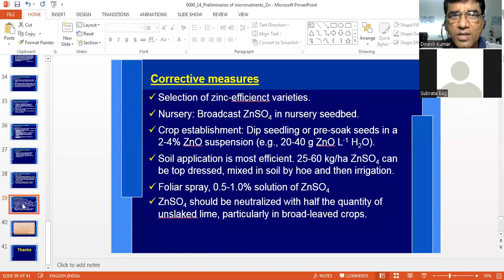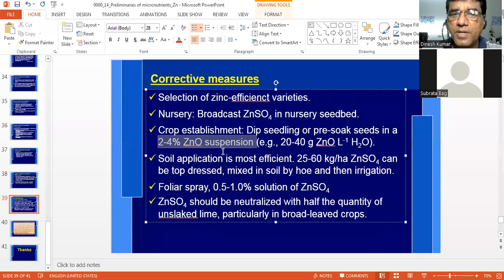What can be done for correction of zinc deficiency? Selection of zinc efficient varieties and crops. In nursery, broadcast zinc sulfate in the nursery seedbed. And in crop establishment, in case of rice, dip the seedlings or pre-soaked seeds in a 2 to 4% zinc oxide suspension.